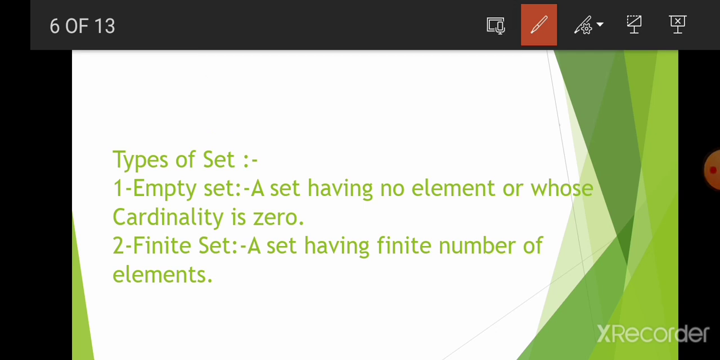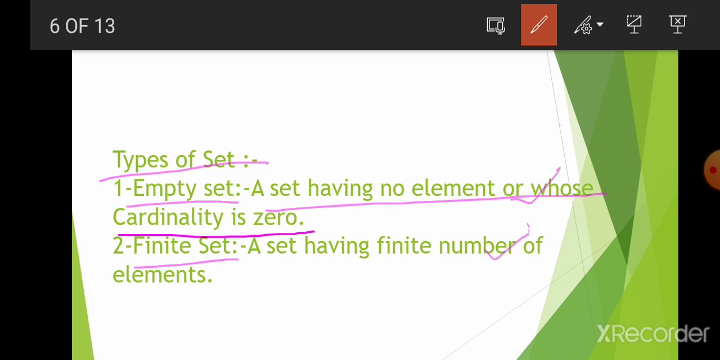In continuation with my previous video on sets, this is my next video on types of sets and operations on sets. In the previous video we have already discussed two types of sets, that is the empty set and the finite set. An empty set is a set having no elements, or whose cardinality is 0. Cardinality means the number of elements in a set.